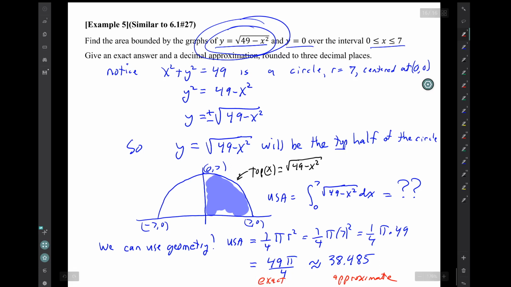Rounded to 3 decimal places, we get this approximation. That's the end of that example, and that's the end of the video.